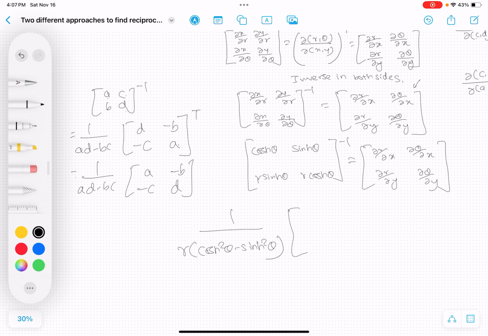I guess I need to look up how the 2D inverse works. Wait, I'll just Google. I'm sorry for this.